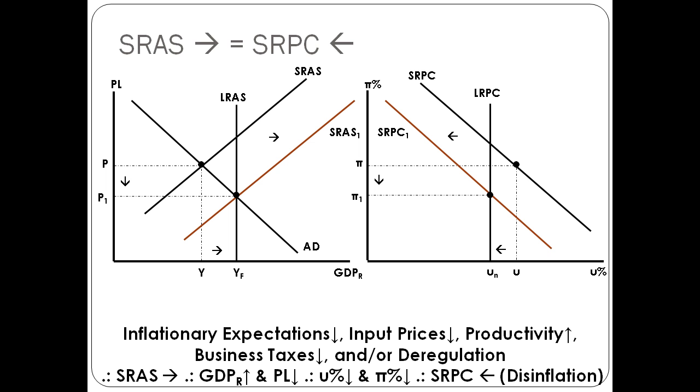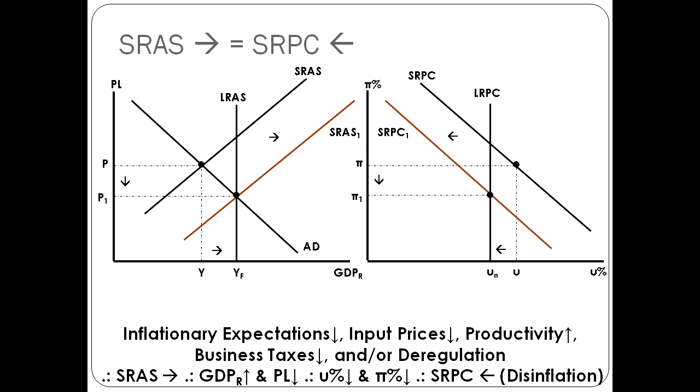In fact, here, because on our ADAS we're at full employment output, we are going to be at the natural rate of unemployment, or UN. And here I took the liberty of putting in the long-run Phillips curve, which would always be above the natural rate of unemployment, or UN there.